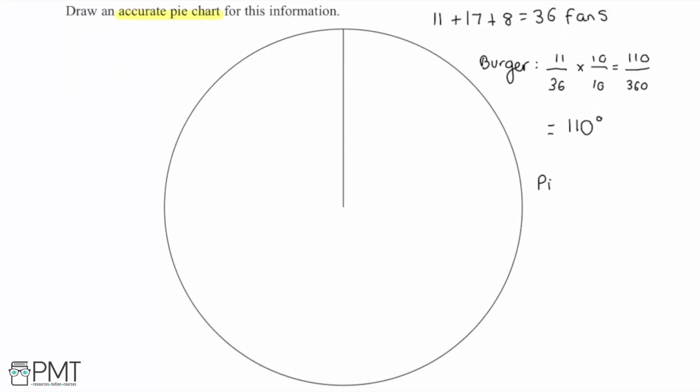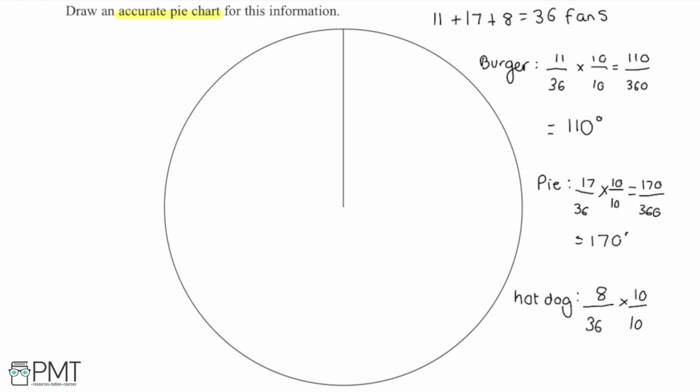Similarly, pie, we can do the same again. So 17 this time over 36, because there's 17 fans that chose the pie. Multiply that by 10 over 10 gives us 170 over 360. So that's going to be a 170 degree angle. And then finally, for the hot dog, we have 8 people out of the 36. And we can times that by 10 over 10 to give 80 over 360. So this gives us an 80 degree angle.